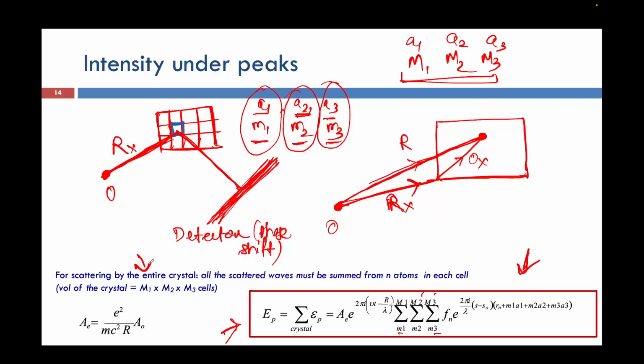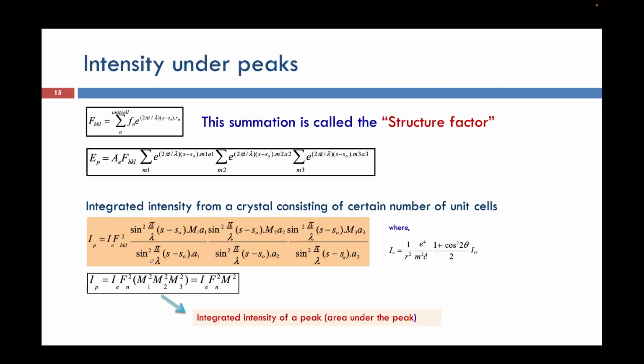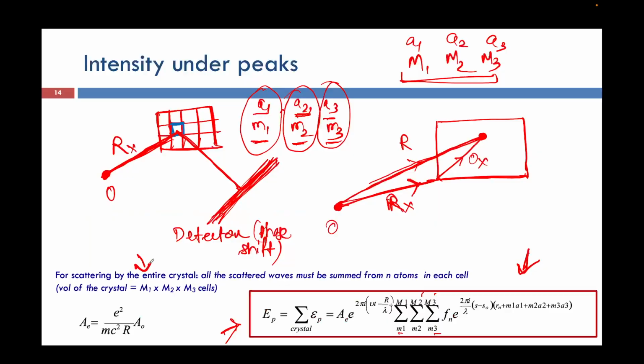So when I do that, I will get a complex equation like this. If you just look at this expression, leave all these things. Fn, we know, is the scattering ability of my particular nth electron, right? You don't have to worry about this. On the right side of this, it is written e to the power 2 pi i by lambda (s minus s naught) dot Rn, where Rn is m1 a1 plus m2 a2 plus m3 a3. Here I can separate it out.